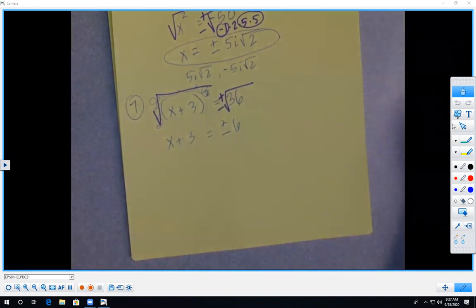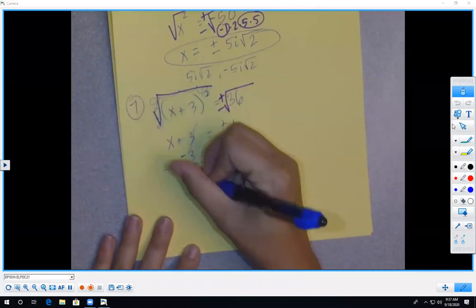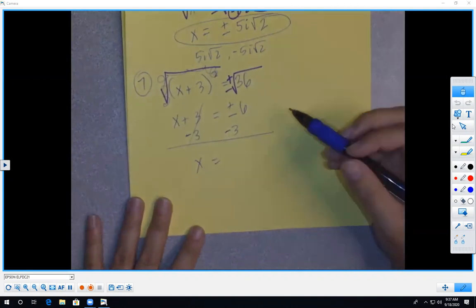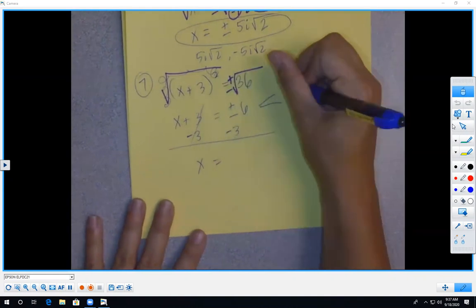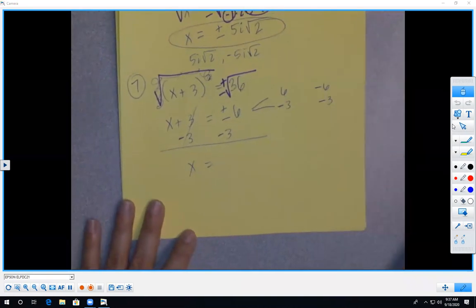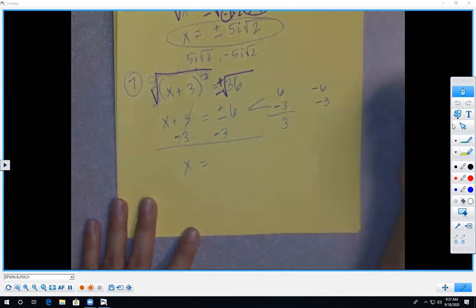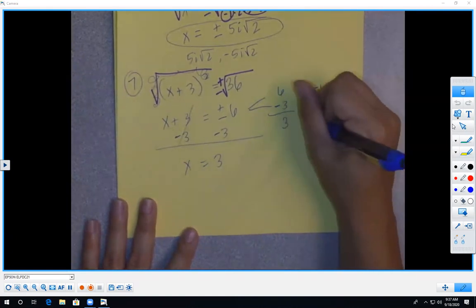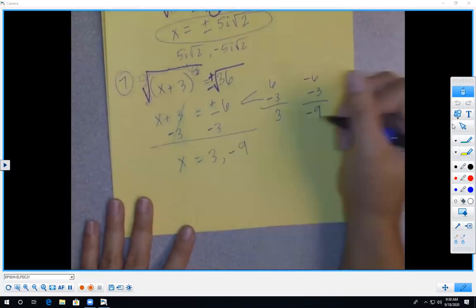How do I solve for x now? Subtract 3 from both sides. So I get x equals, so this plus or minus 6, that's two different answers, right? This is positive 6 and negative 6. I have to subtract 3 from both of them. What is positive 6 minus 3? 3. What's negative 6 minus 3? Negative 9. Okay, so that's my two different answers, 3 and negative 9.